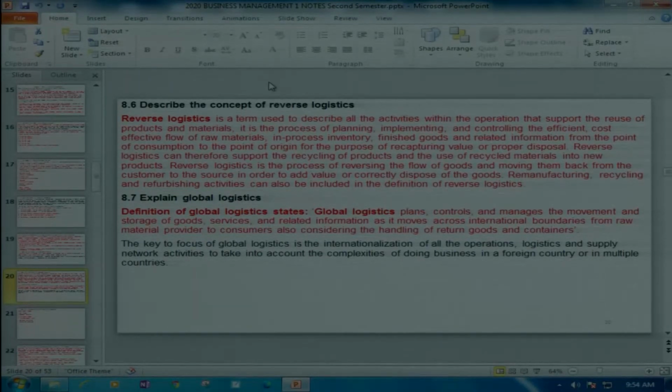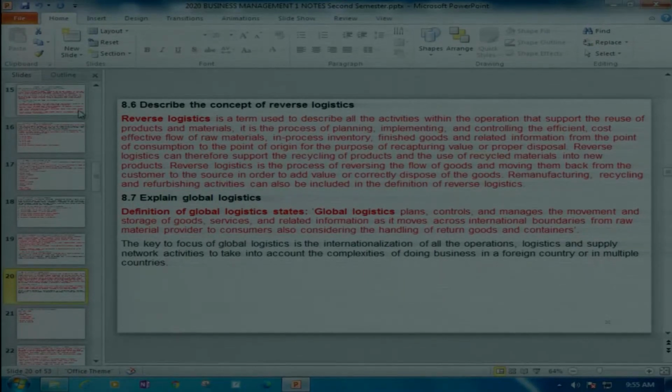Reverse logistics can therefore support the recycling of products and the use of recycled materials into new products. Reverse logistics is the process of reversing the flow of goods and moving them back from the customer to the source in order to add value or correctly dispose of the goods. Remanufacturing, recycling, and refurbishing activities can also be included in the definition of reverse logistics.